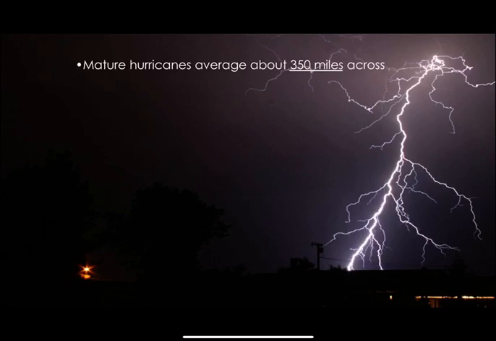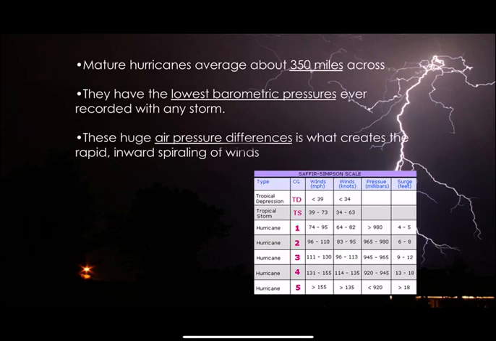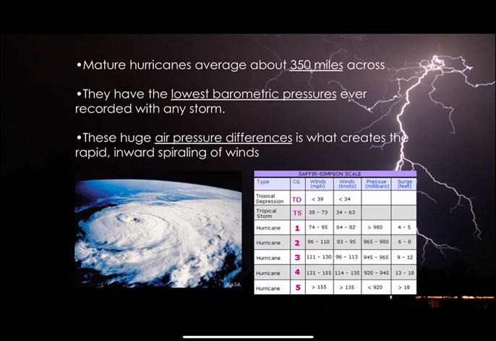Mature hurricanes average about 350 miles across. It's pretty large. They have the lowest barometric pressures ever recorded with any storm. Barometric pressures indicate that it is a low pressure storm. These huge air pressure differences are what create the rapid inward swirling winds.